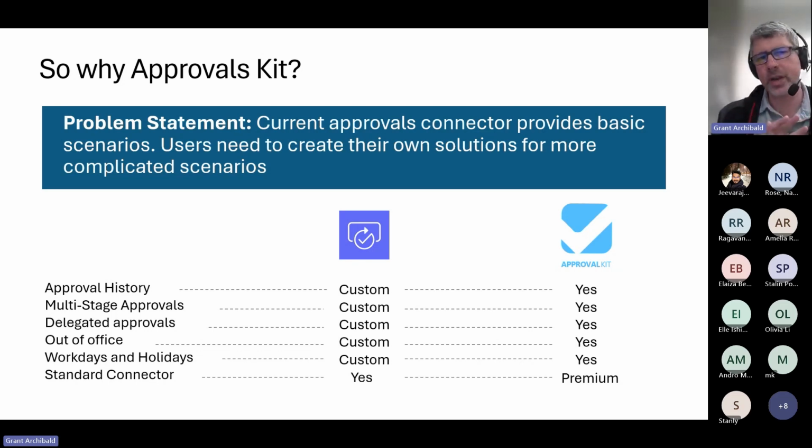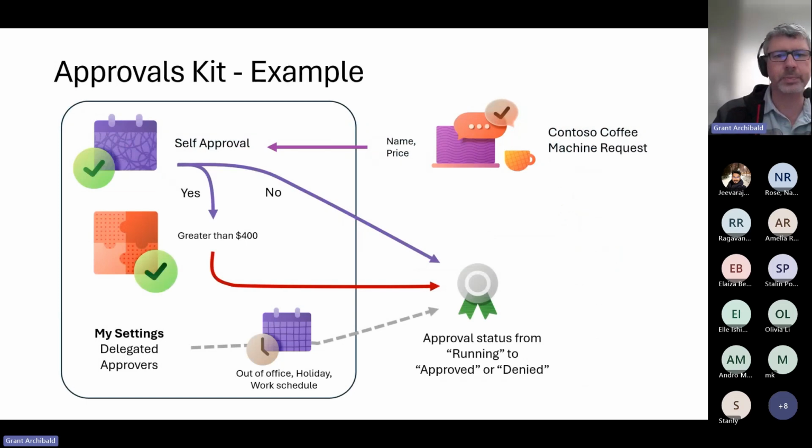But hopefully it gives you a really high level view of what the approvals kit is and what some of the key differences are. So what I'm going to do now is step you through an example. It's one of the examples that comes as part of our learning module, and it's based on the App in a Day Contoso coffee machine request process.